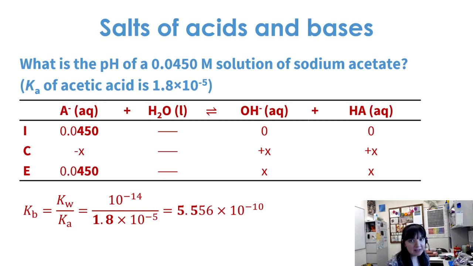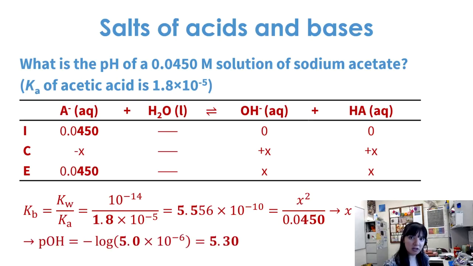I can use that then to solve for X, setting up my usual products over reactants expression, and I find that X is equal to 5.0 times 10 to the minus 6. This X, again, if we look back at our ICE table, is the concentration of hydroxide at equilibrium. So with that, I can find the pOH of the solution as the minus log of 5.0 times 10 to the minus 6. So pOH equals 5.3. That means then that pH is equal to 14 minus that, or 8.70.